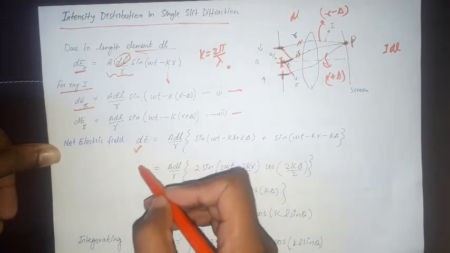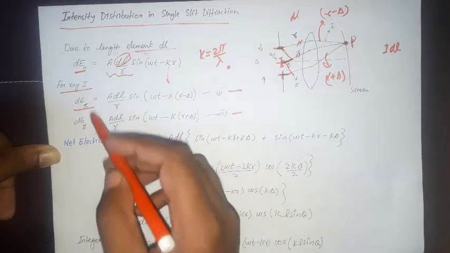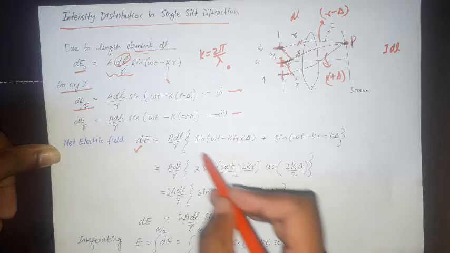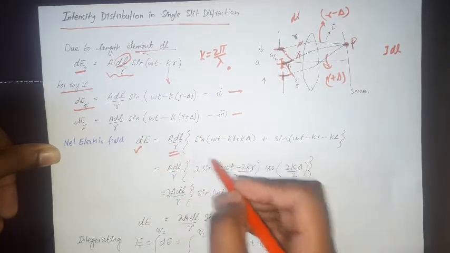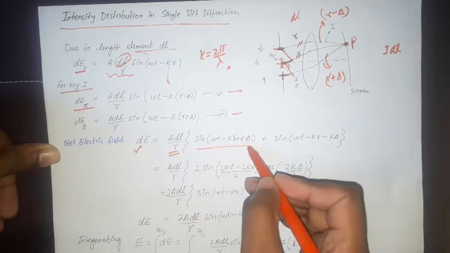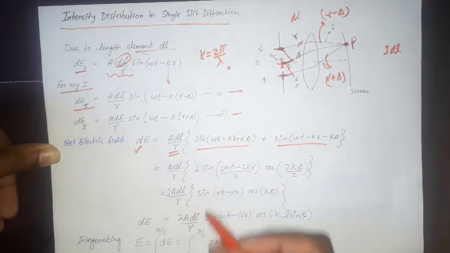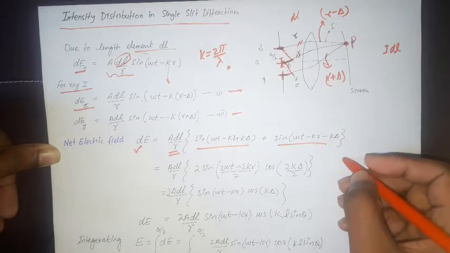So if dE is the net electric field component due to these two, I can write this equation. If I add these two equations, this quantity can be taken common, and next we have this as it is and this as it is. So now there is a trigonometric identity.